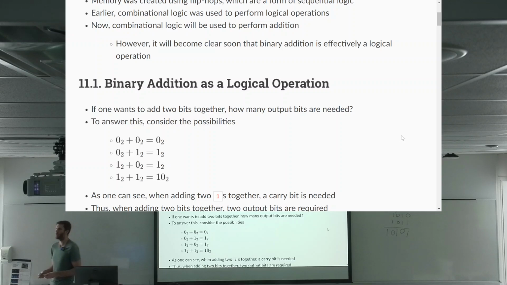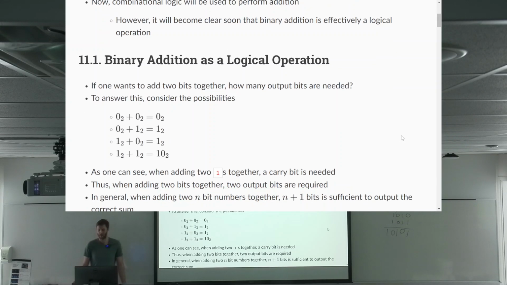So yeah, we're going to use combinational logic to perform addition. But it's going to be very clear very soon that our addition is actually a rather unsophisticated logical operation that I made you do in a lab already. You just didn't realize it.